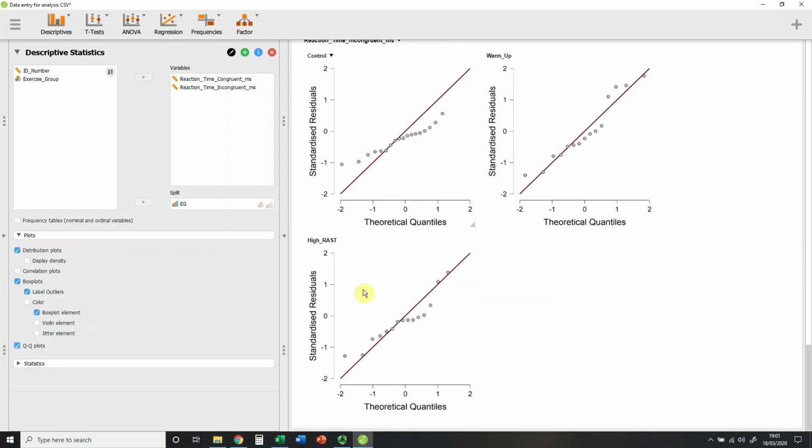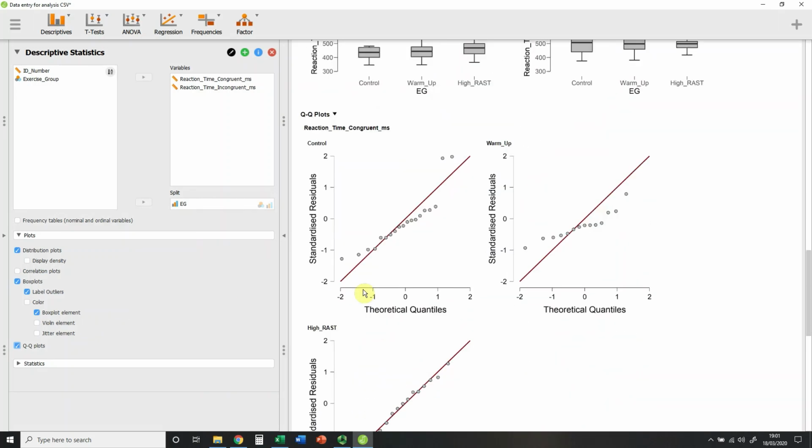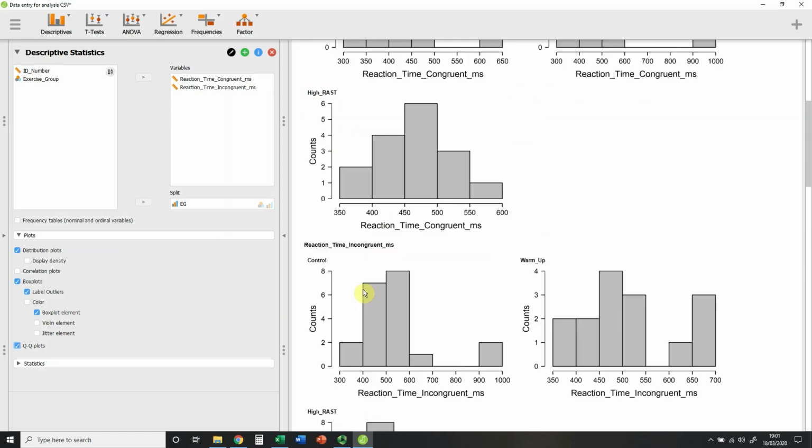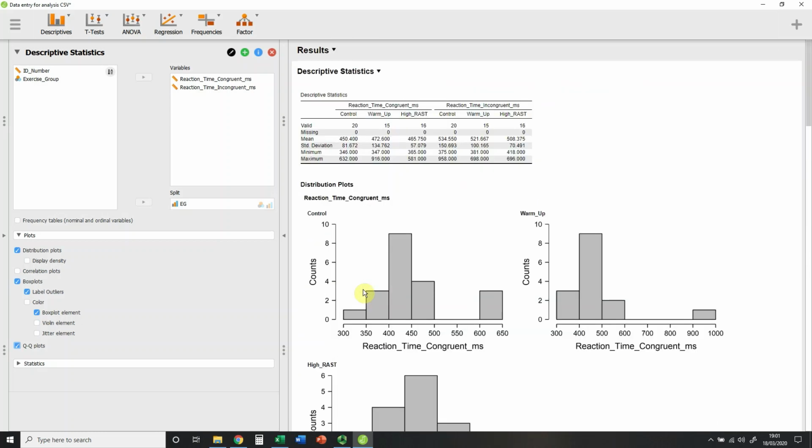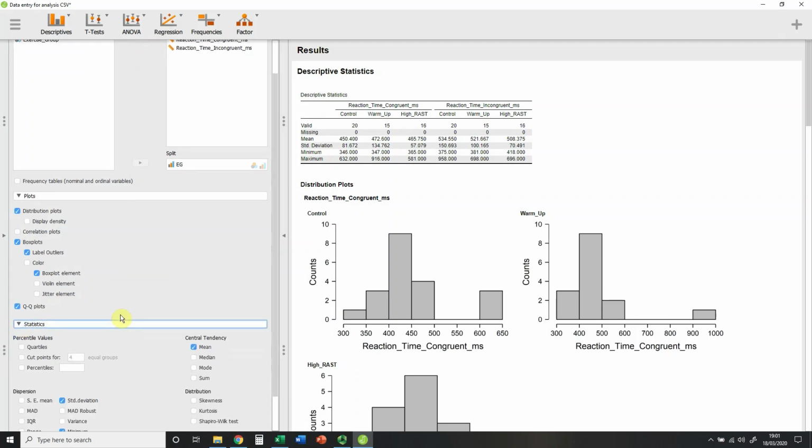So far, we've looked at graphs. There is a hint of problems within this data set in terms of a lack of normal distribution. Let's add some numerical checks to our graphical checks.